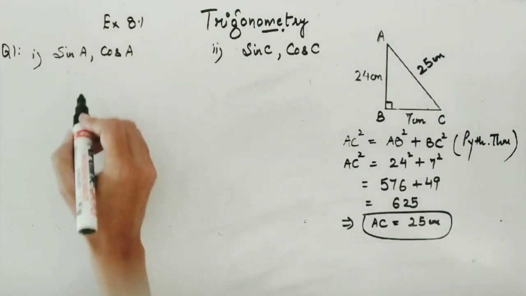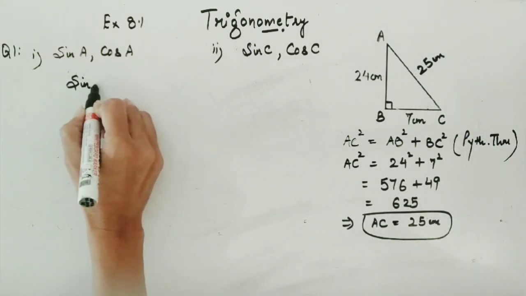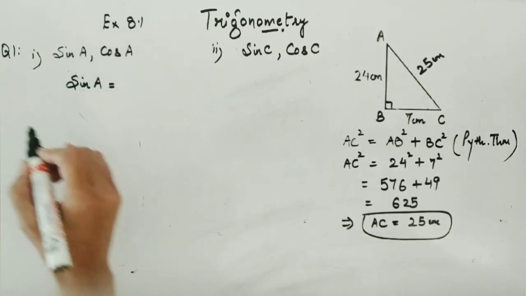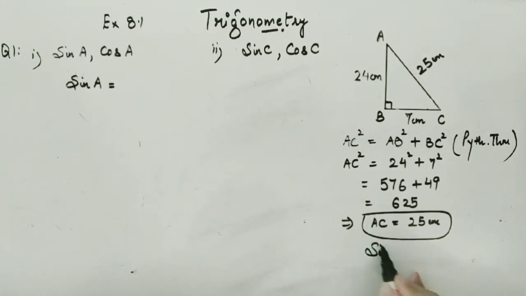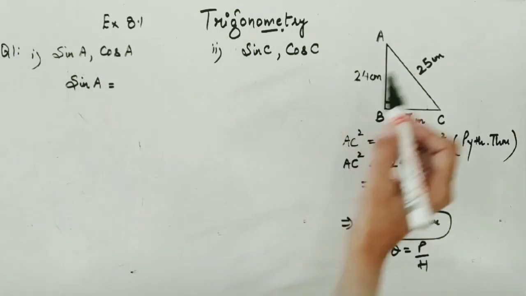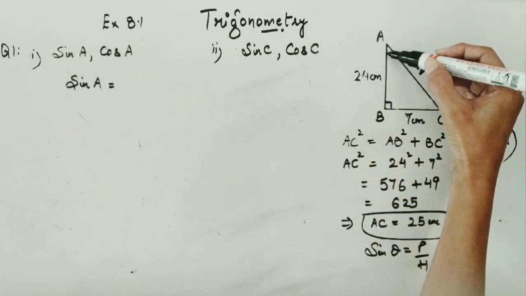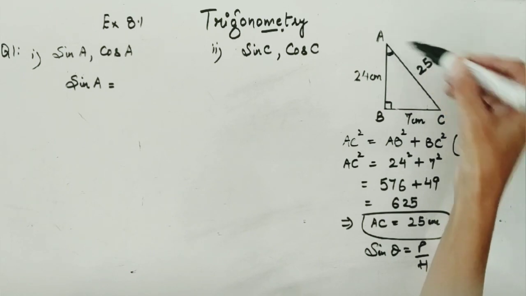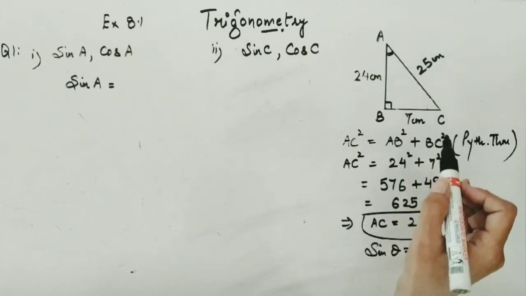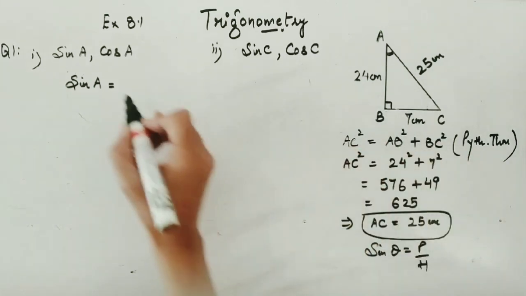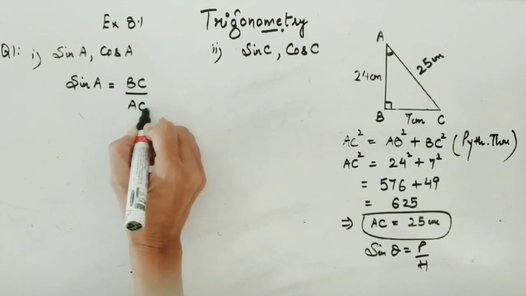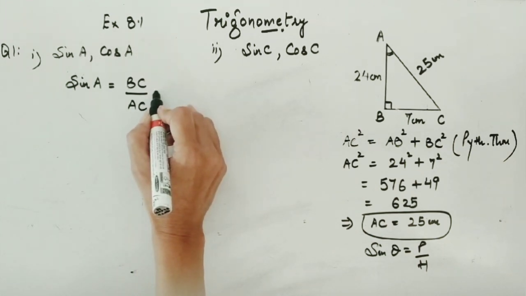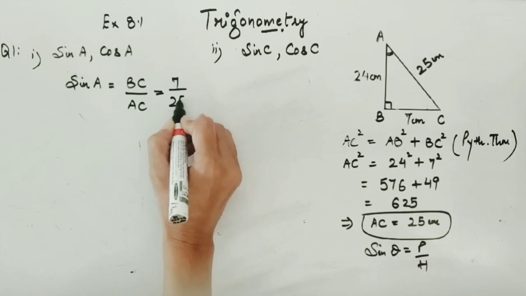Now look at this very carefully. If it is sine A, as we all know, sine theta is always, what is the value for sine theta? Sine theta is perpendicular by hypot. So if it is sine A, angle is formed at vertex A. So which side would serve as perpendicular? BC would become perpendicular. It's BC upon hypot, which is AC. So the value for this would be 7 by 25.